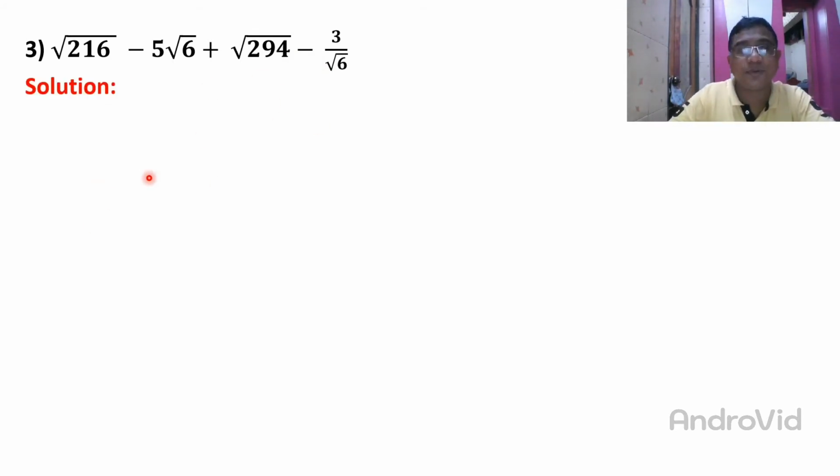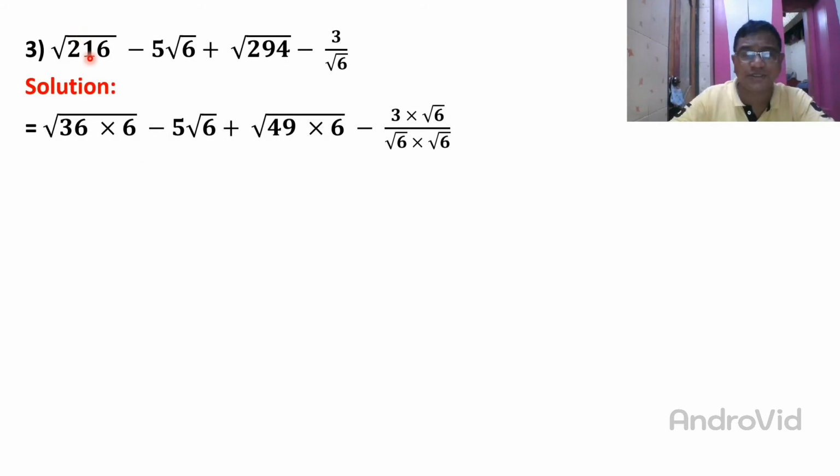Then we want to simplify it. First, 216 is factorized in such a way that a perfect square root can be obtained. So 36 into 6, 36 into 6, minus 5 root 6, plus 294, which is factorized as 49 into 6. See how 216 is factorized as 36 into 6. Why? Because we can get the square root of 36, and 36 into 6 gives 216.